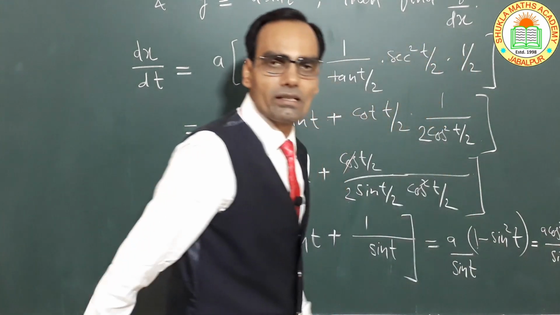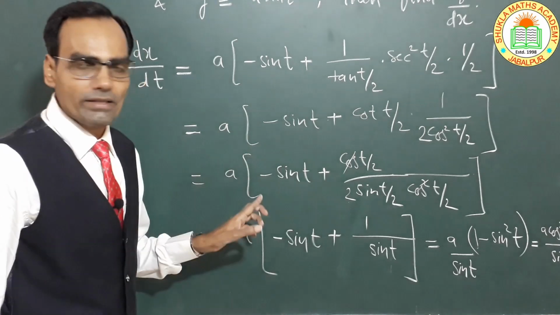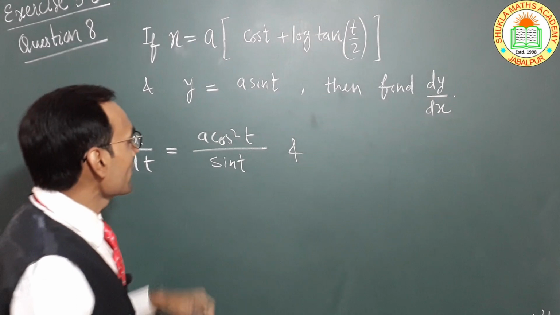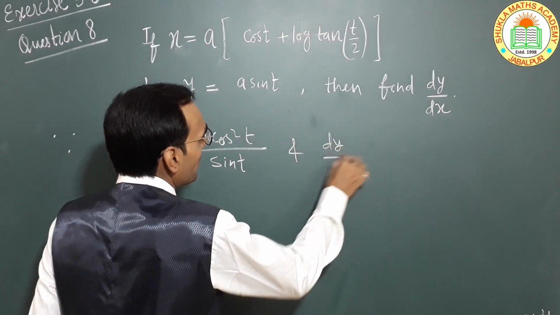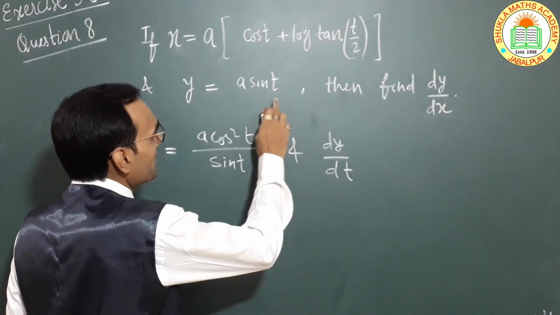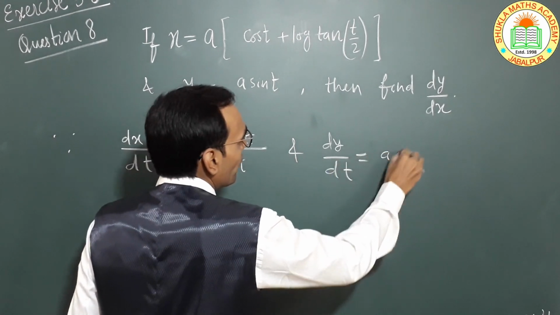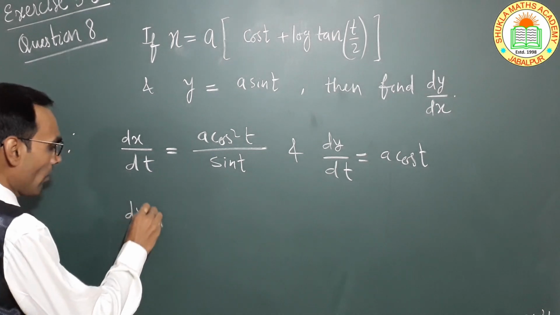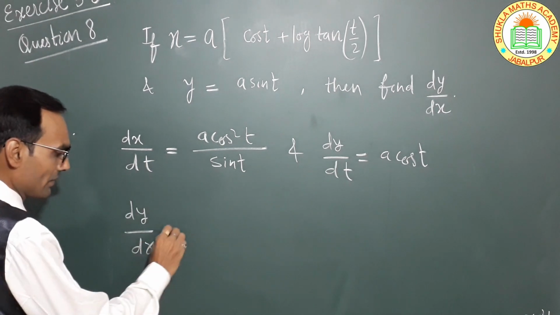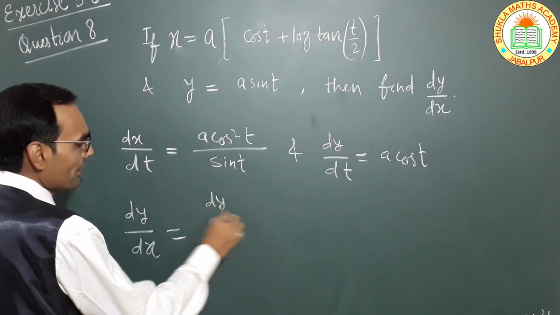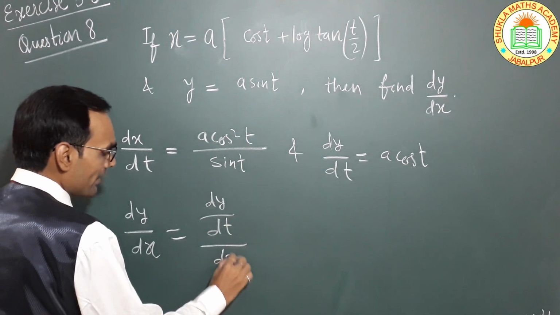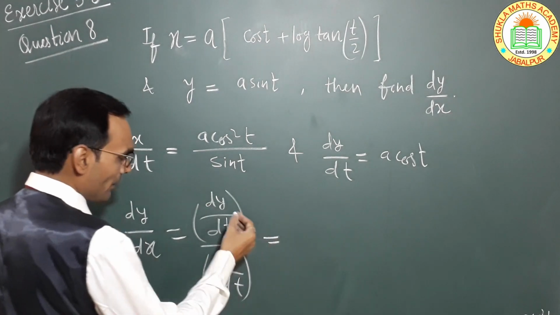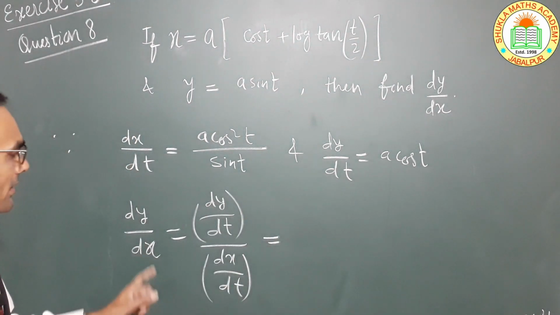So this is the value of dx by dt. Our dx by dt becomes a cos square t by sin t, and we also find the value of dy by dt. Our y is a sin t and its derivative becomes a cos t. Now, using the formula for differentiation of parametric equations, dy by dx is dy by dt upon dx by dt. So now we put the values of the respective derivatives dy by dt and dx by dt in this formula.